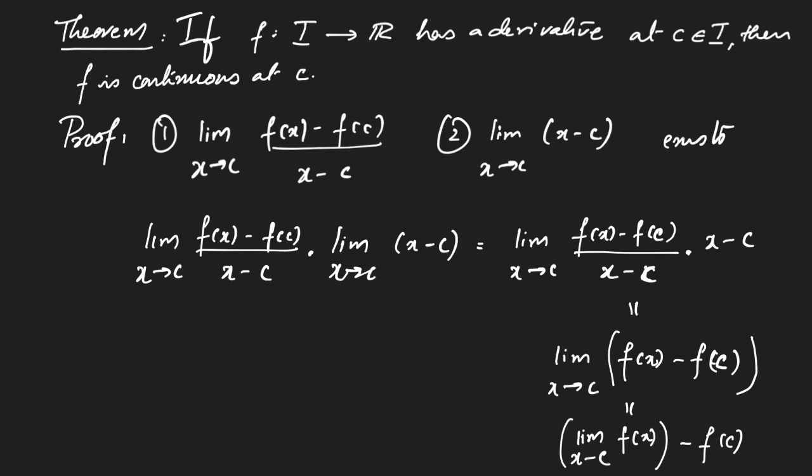On the other hand, this quantity is equal to 0 and this quantity is some finite number. So because of this, the product of these two things is equal to 0, which implies that the limit as x tends to c of f of x minus f of c is equal to 0. In other words, we have the limit as x tends to c of f of x is equal to f of c, which means that the function f is continuous at the point c.